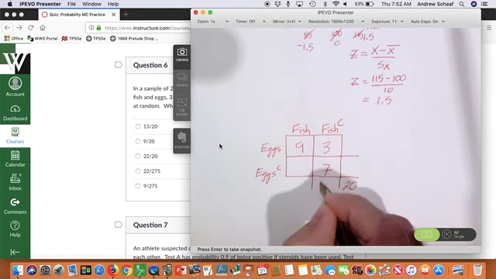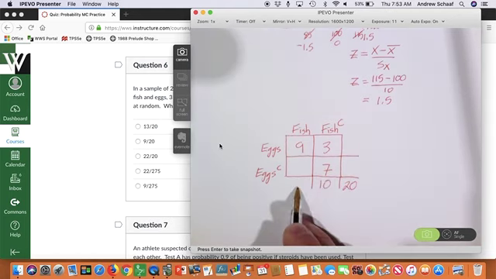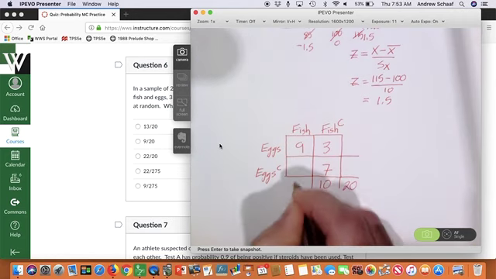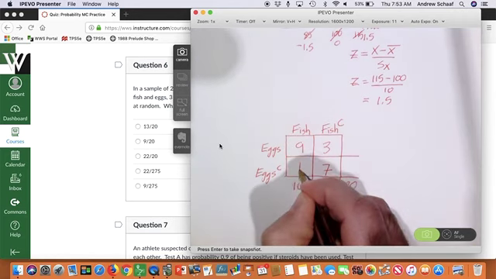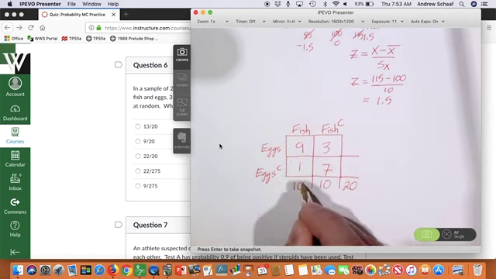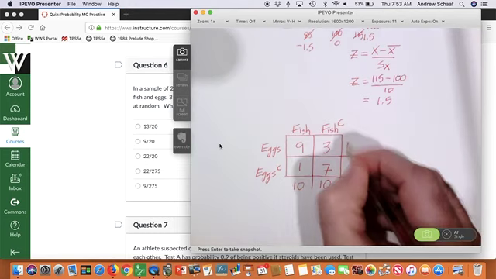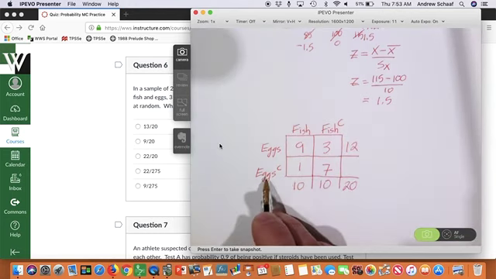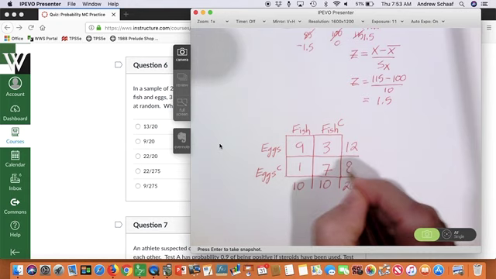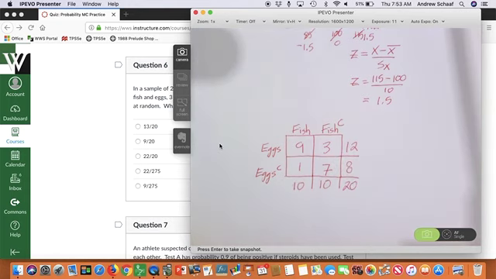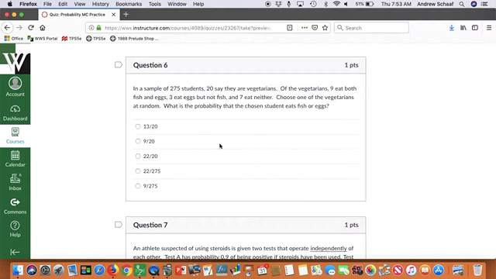Now with those numbers, I can complete the table. The 3 plus 7 makes 10. So this needs to be a 10, so the 10 plus the 10 makes 20. This needs to be a 1, so the 9 plus 1 makes 10. The total of the egg row is 12. The total of the eggs complement row is 8. And now I can find any probability I would like because I have my data organized.